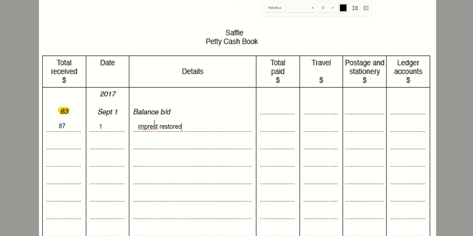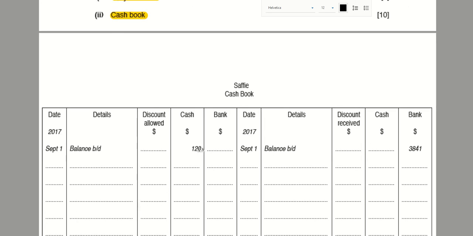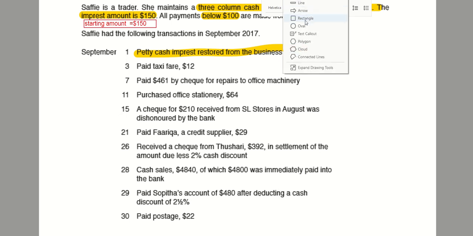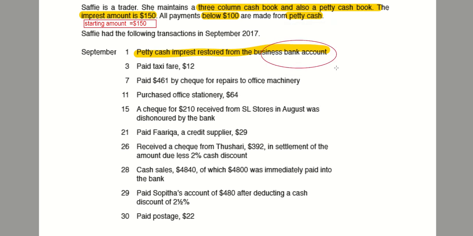So let's check how it is restored. Is it restored by cash or by check? We're going to go up in the transactions and see it is restored from the business bank account. So if you see, let's circle the bank account. This is the bank account. It means the main cashier has given a check to the petty cashier, and the petty cashier will basically cash that check and then put the money in the petty cash. So this is a kind of money moving from the bank column of the cash book to the petty cash book. So this has to go in both cash books.